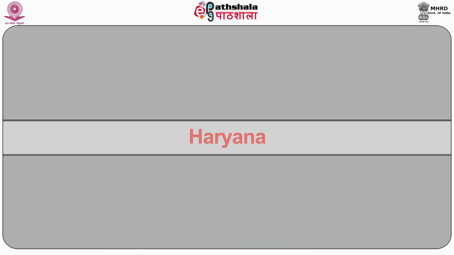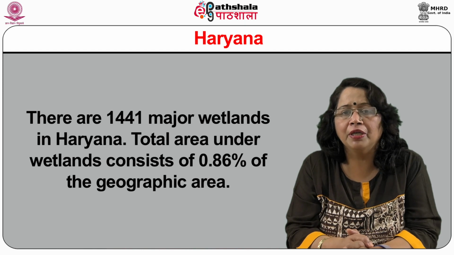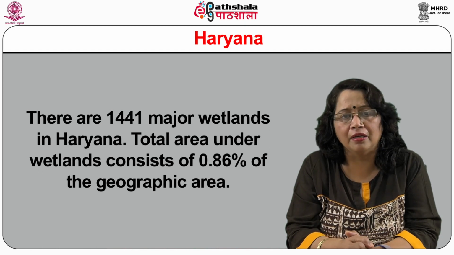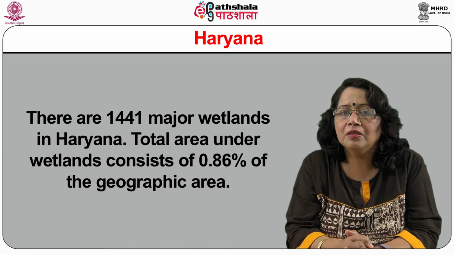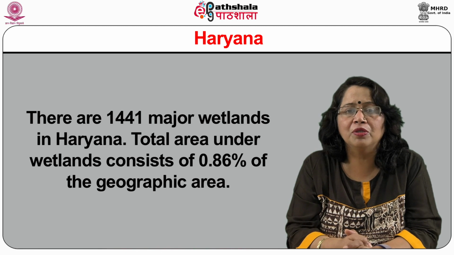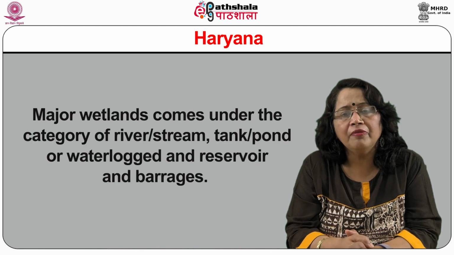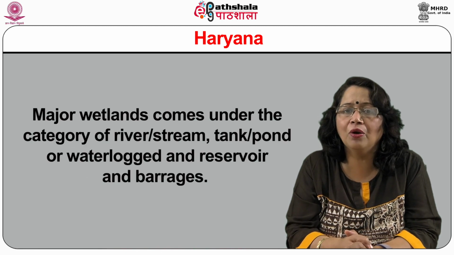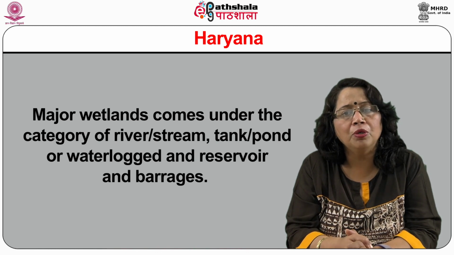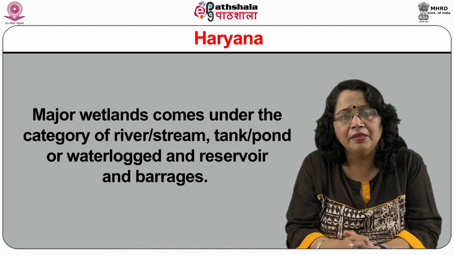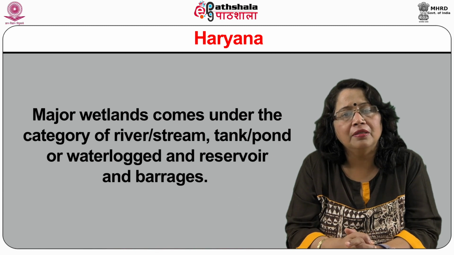Haryana. There are 1,441 major wetlands in Haryana. The total area under wetlands consists of 0.86% of the geographical area. Major wetlands come under the category of river, tank, pond or water-logged, and reservoir and barrage. Panchkula has the highest concentration of wetlands, followed by Yamunanagar and Karnal.